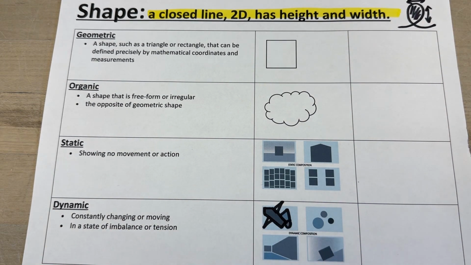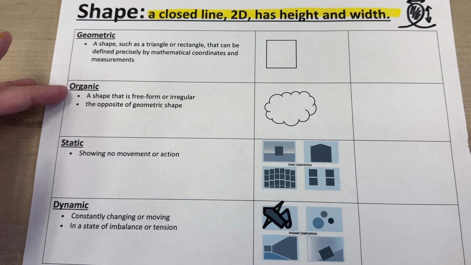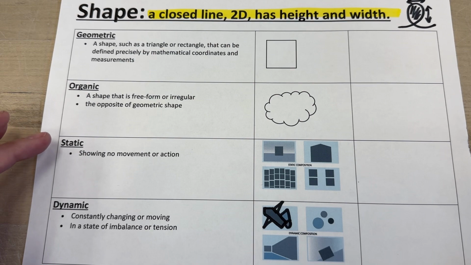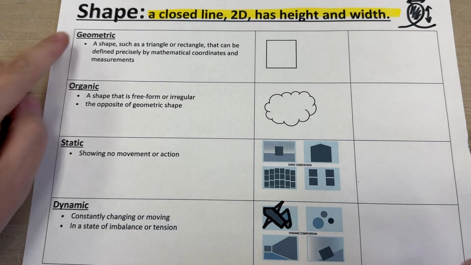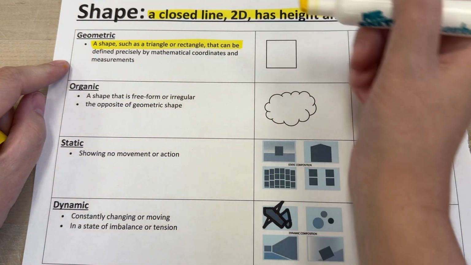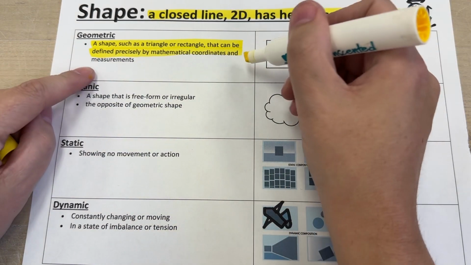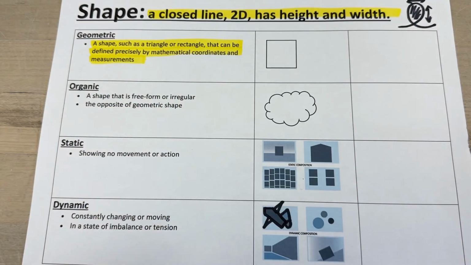So the different types of shapes that we're going to be looking at are geometric and organic, and some things about those shapes that we're going to look at are static and dynamic. So a geometric shape is a shape such as a triangle or rectangle that can be defined precisely by mathematical coordinates and measurements. So here is a geometric shape.